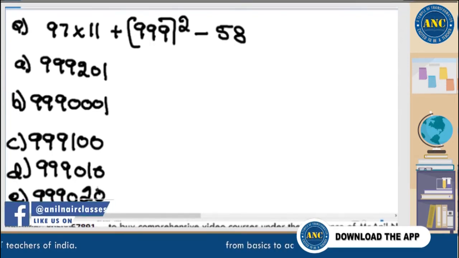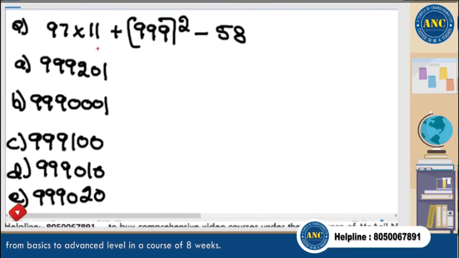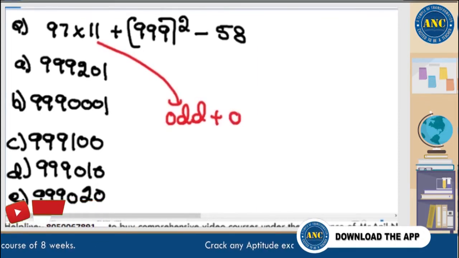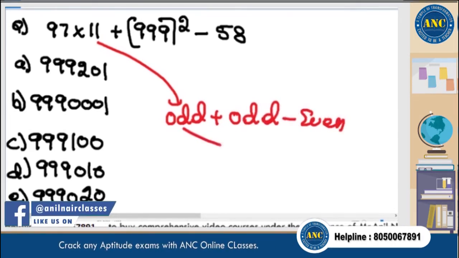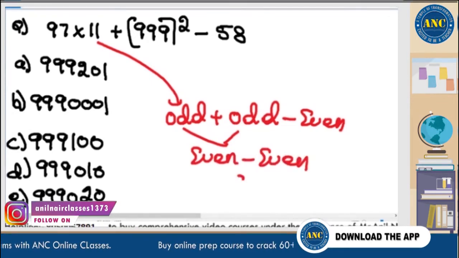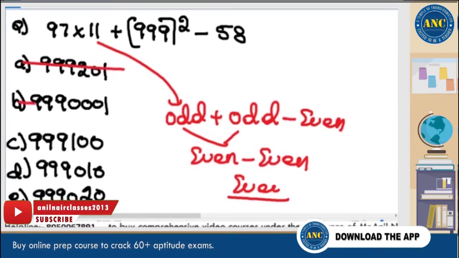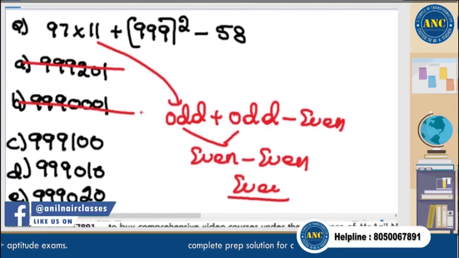97 into 11 plus 999 square minus 58. Whenever I get this kind of question, the first thing that strikes me is odd into odd is an odd number. 999 is an odd number, 58 is an even number. So odd plus odd is an even number, and even minus even is an even number. The answer should be an even number. This is out. Two options are eliminated because of the odd-even concept.